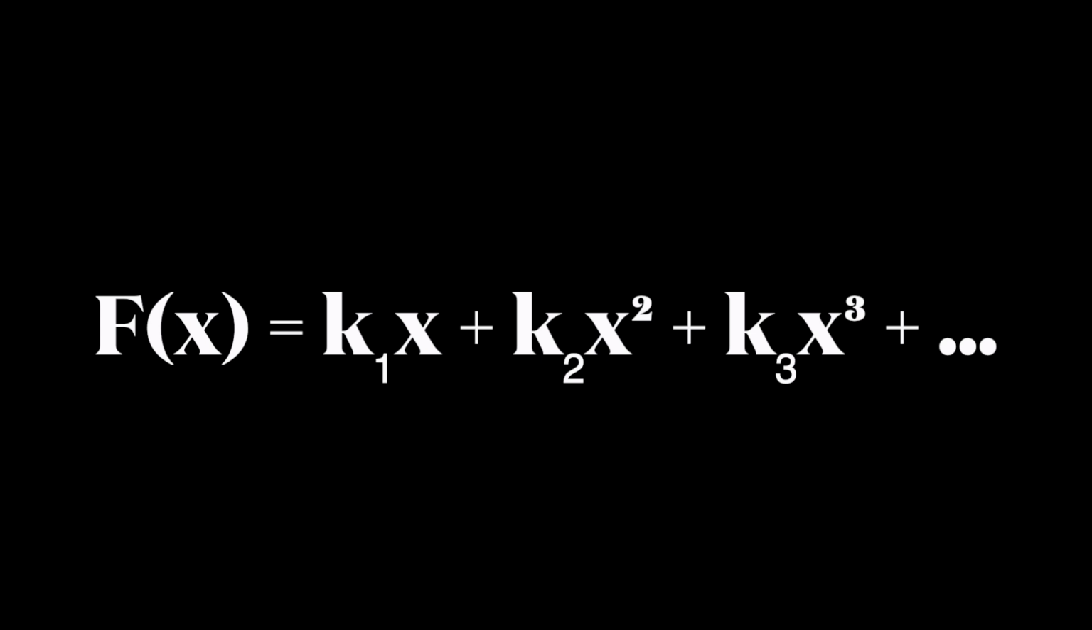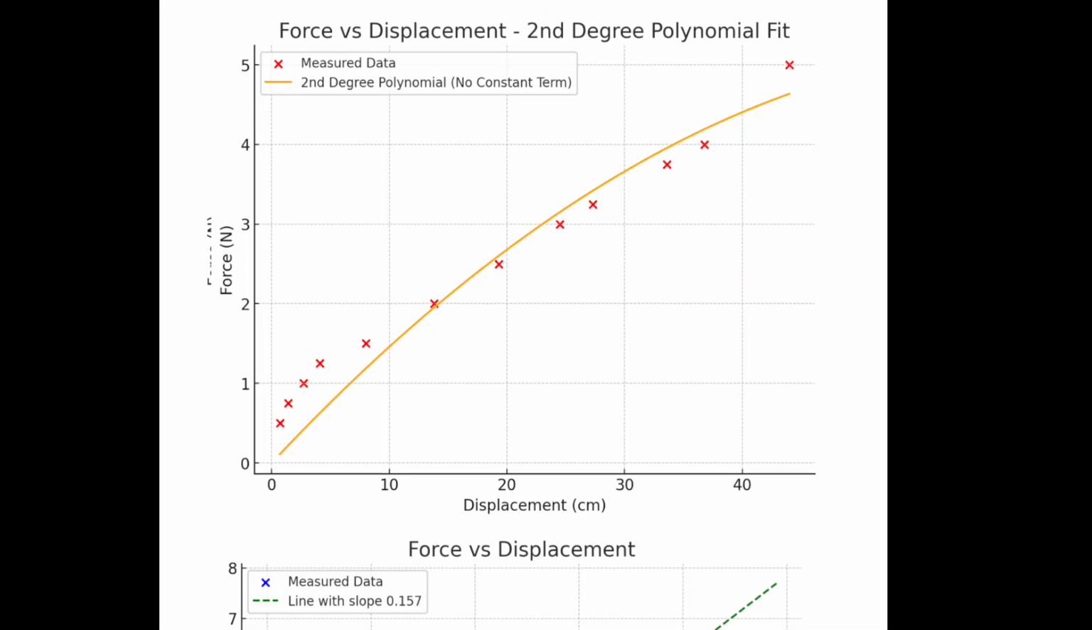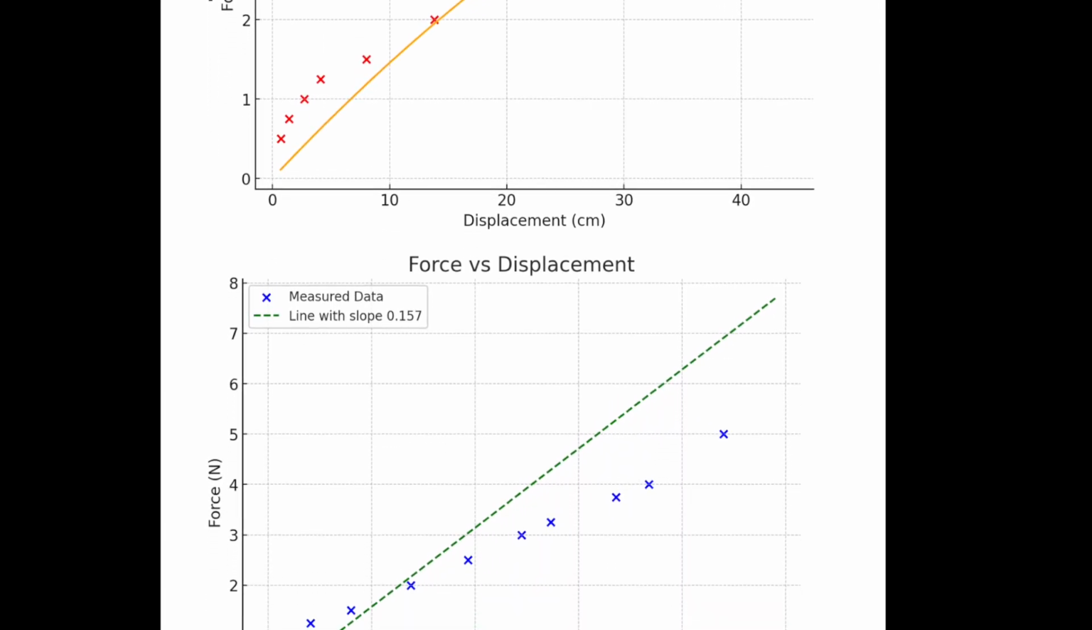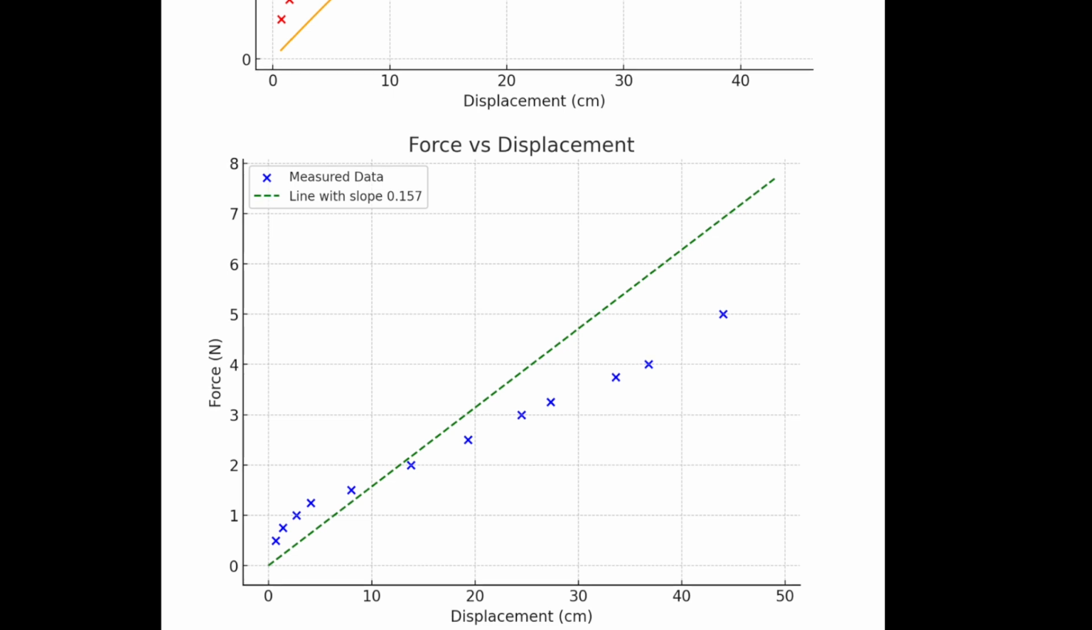For bigger stretches, if we want a better model, a better approximation, we need to add terms like k sub 2 x squared to capture the nonlinearity. Even then, it's only an approximation, and real-world behavior becomes harder to predict as the spring stretches more. But we can see that the second-degree polynomial representation is way more accurate than the first-degree representation of the spring constant.